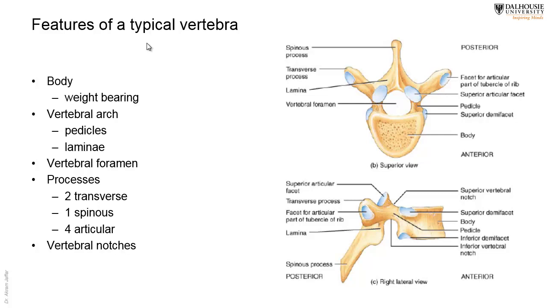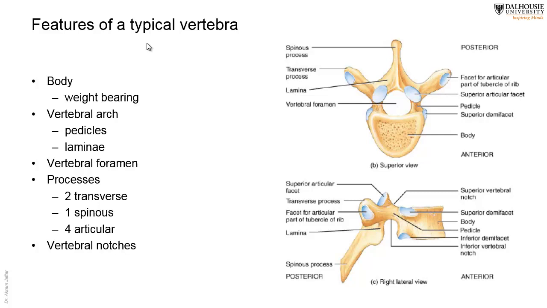The arch is formed by four parts: pedicle, lamina, lamina, and pedicle. All these together constitute the vertebral arch that surrounds the foramen, which is called the vertebral foramen. In addition to the arch and body, there are processes. One process passes posteriorly. This looks like a spine, so it's called the spinous process, single. And then 2 lateral processes, which are transverse processes.